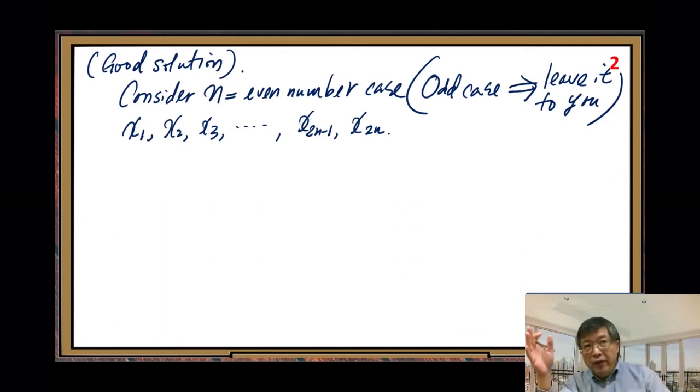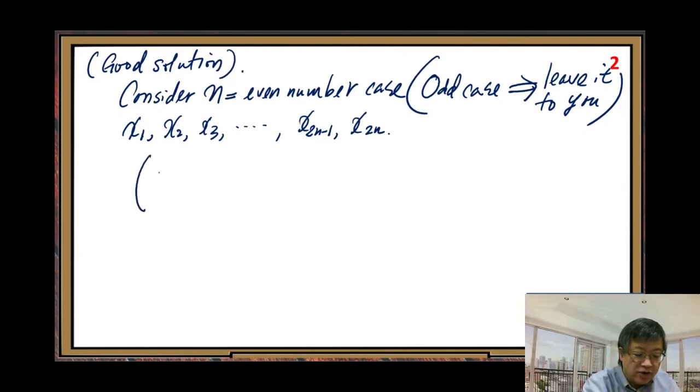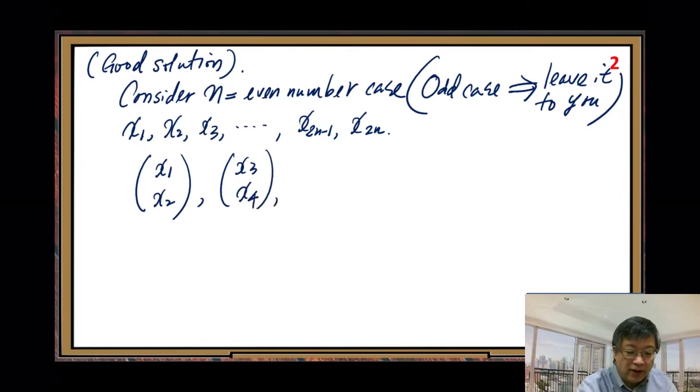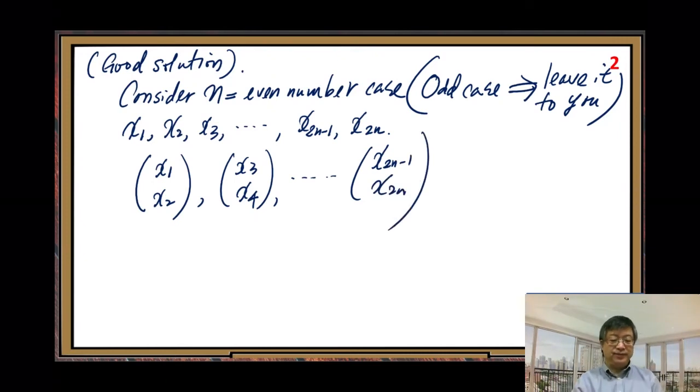I arrange all these elements in pairs. The first pair, x1 and x2. Second pair, x3, x4. You can see the pattern. We just use this pattern. The last one, x2n minus 1, x2n. This kind of arrangement: arrange all the elements in pairs.